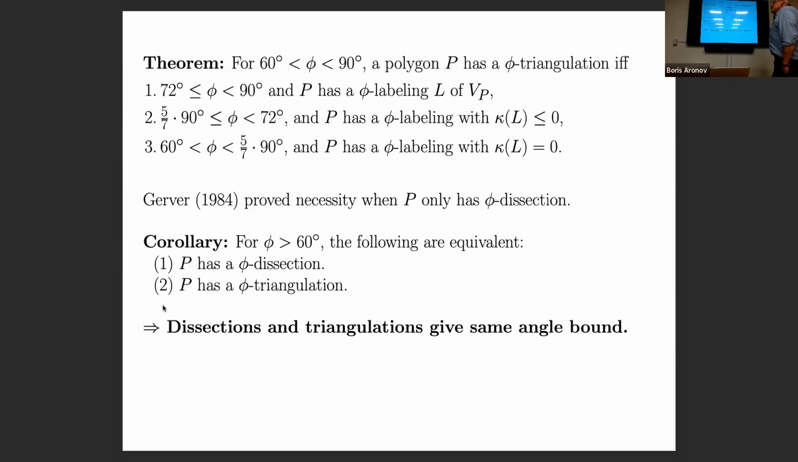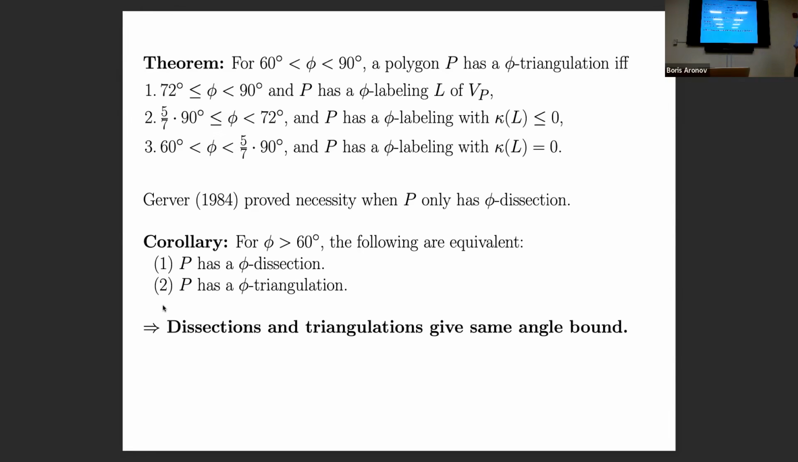Here's my favorite. I told you Gerver proved these conditions were necessary. He actually proved that they have to hold whenever you have a phi dissection, and I proved they're sufficient to give you a phi triangulation. So the existence of a phi dissection implies there's a triangulation of the same angle bound. For every bound bigger than 60, having a dissection doesn't give you any more freedom. You can't get a better angle with dissecting than you can with triangulating. So the simplex condition doesn't add anything.